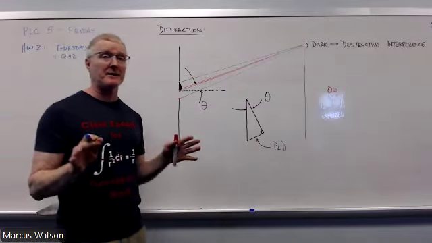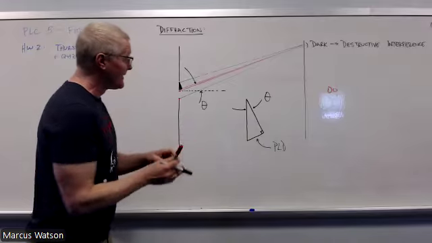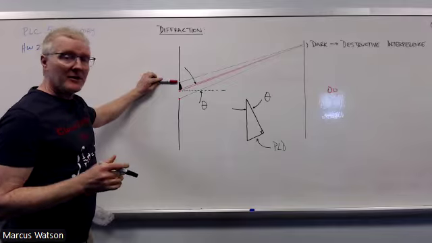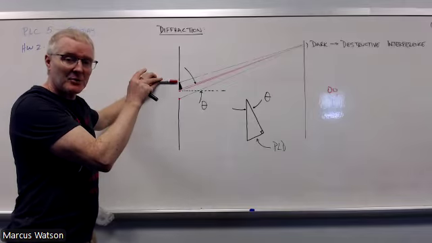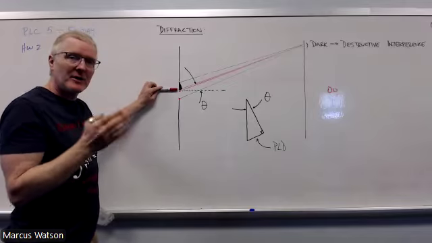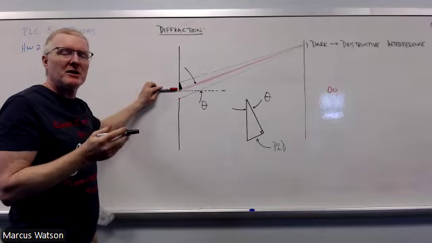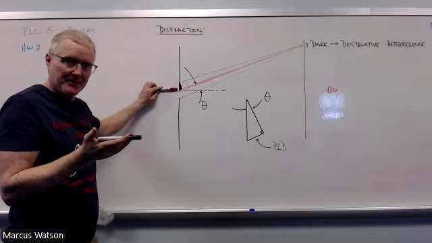Now let's be clear, that's the path length difference between what? Between the very first wave on the top edge of the slit, this one way up here, and then this one here that's just kind of towards the top edge of the center of the slit.